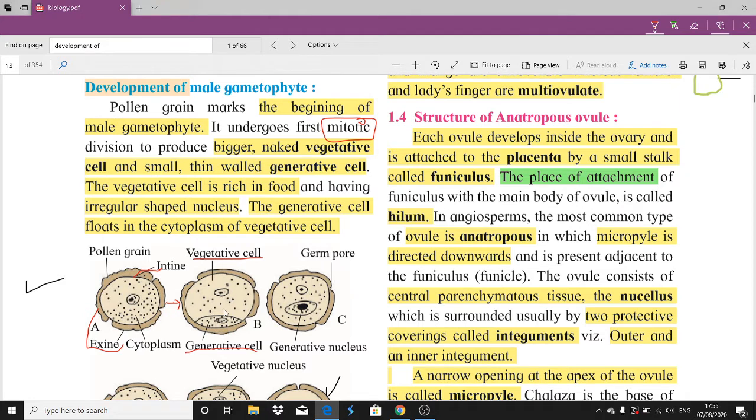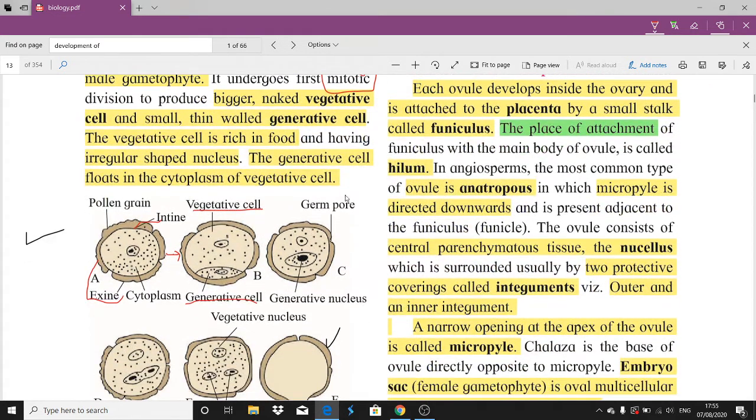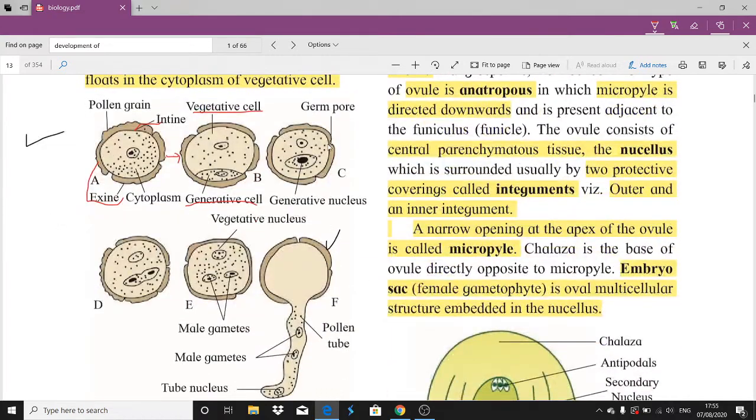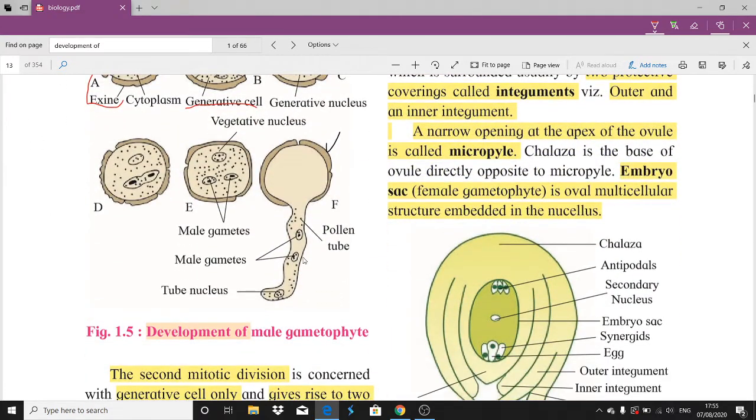Now the vegetative cell is rich in food and has an irregularly shaped nucleus. The generative cell floats in the cytoplasm. So we have studied it. This is called the germ pore. It is helpful for the formation of the pollen tube.